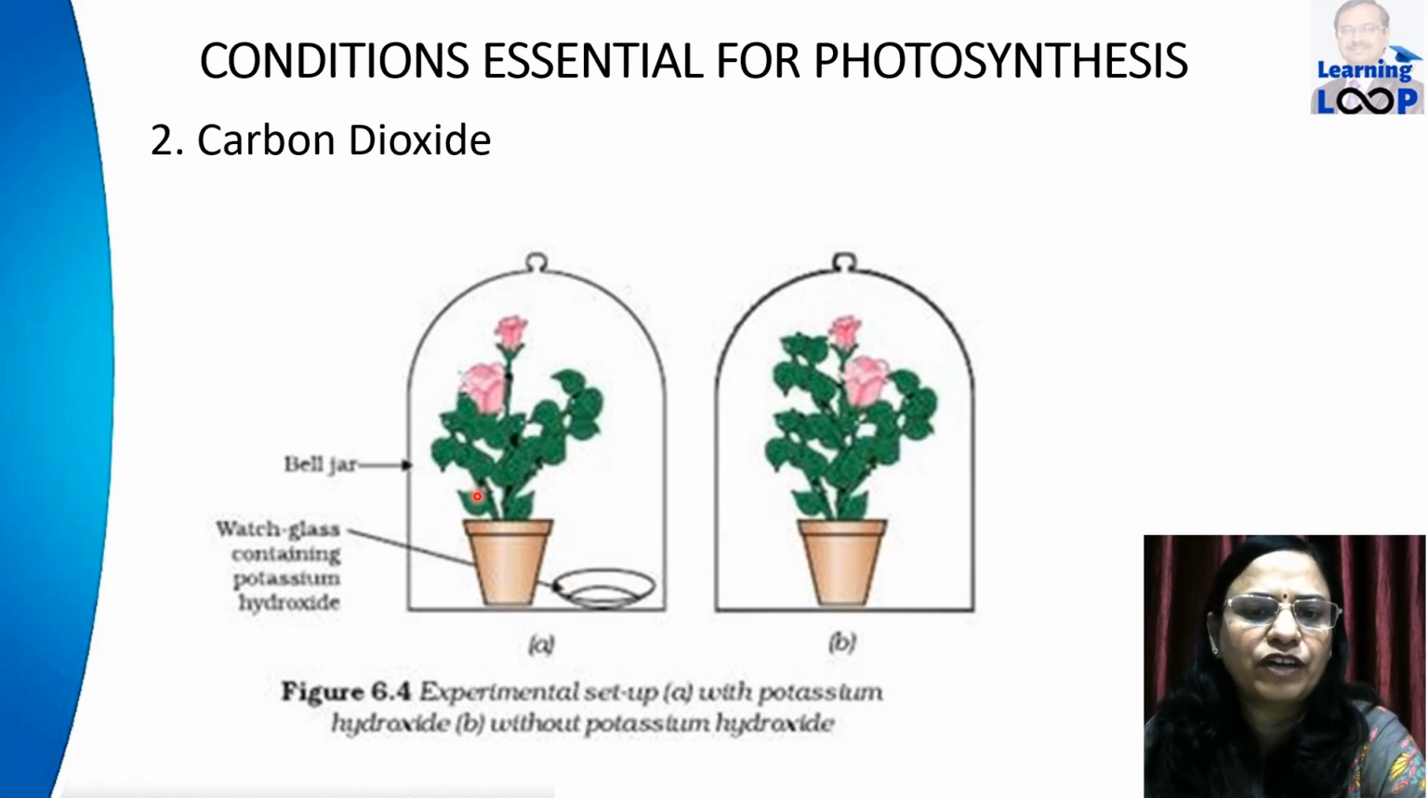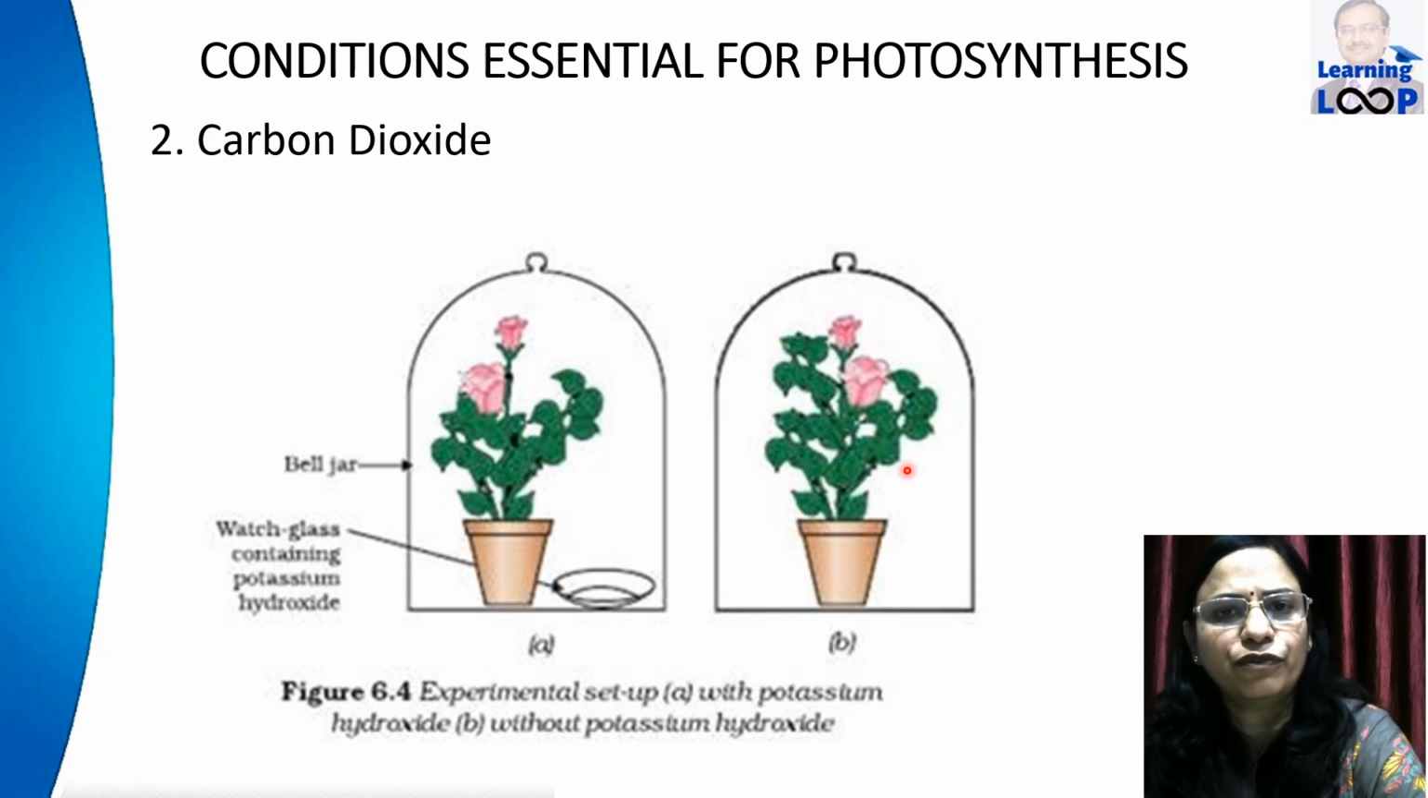In one of the bell jars you have to place potassium hydroxide, because potassium hydroxide has the ability to absorb carbon dioxide from the air. That means inside this bell jar there will be no carbon dioxide, whereas in bell jar B all the 4 conditions are being satisfied. The leaves are green, so they have chlorophyll. The sunlight is coming in because the jar is transparent. There is carbon dioxide present in the air and the soil has been watered well.